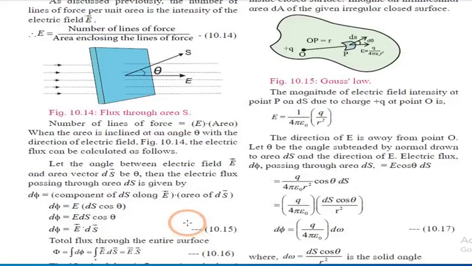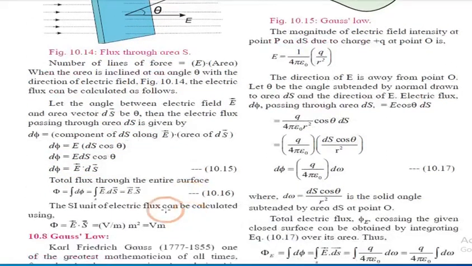If we consider the angle between them is theta, then electric flux passing through this area is given by d phi. Then it is E into, along with E, the component of ds becomes ds cos theta. If you join this, along with E, the component becomes ds cos theta. So it will become d phi is equal to E dot ds. E dot ds as a dot product is E ds cos theta. If you consider a whole surface, then phi becomes the integration of this small value, that is E dot ds.